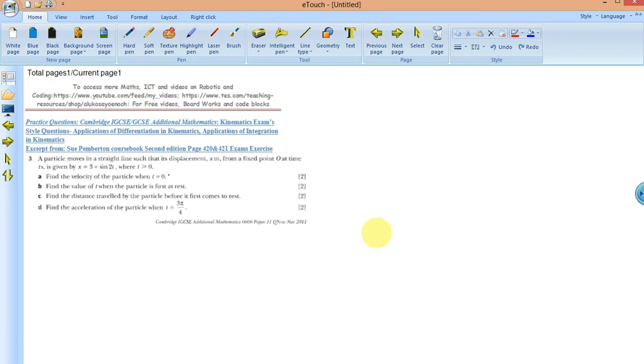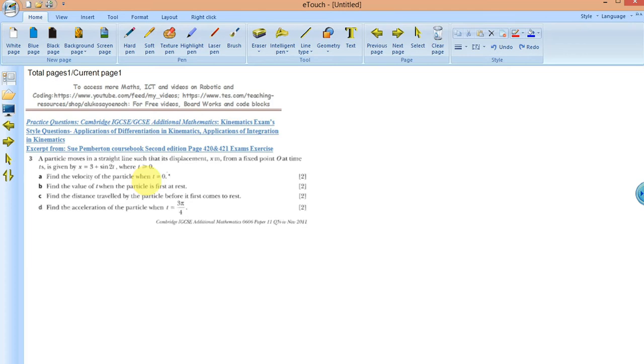Okay, guys, here is the next question. A particle moves in a straight line such that its displacement x meters from a fixed point at time t seconds is given by x = 3 + sin 2t, where t is greater than or equal to 0. Find the velocity of the particle when t equals 0.